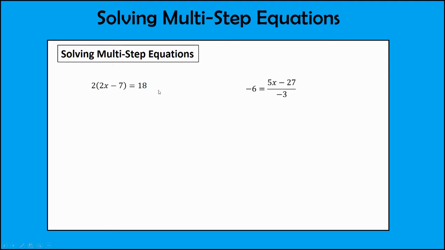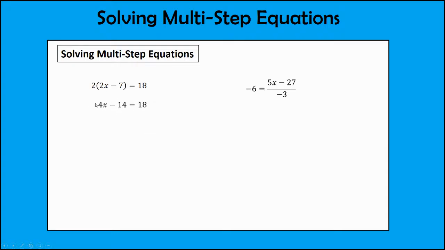Okay, in this first one, I can distribute the 2 through the parenthesis first, or I could divide each side by 2 to cancel out that product of 2 right there. I decided to distribute, so that becomes 4x minus 14 equals 18. By doing that, now I can see on the left side of my equation, I have two terms, a 4x and a negative 14. On the right side, I've got 18. I can't simplify anything. There's no like terms to combine.